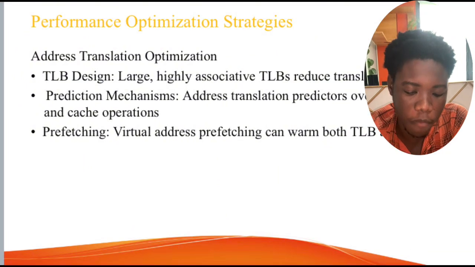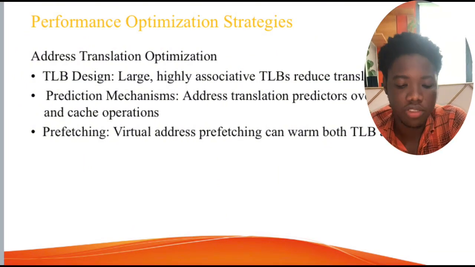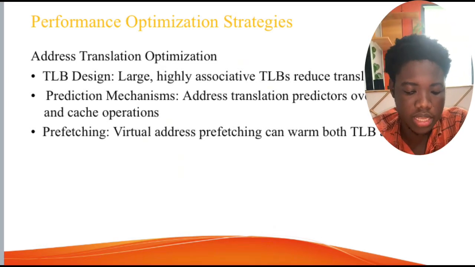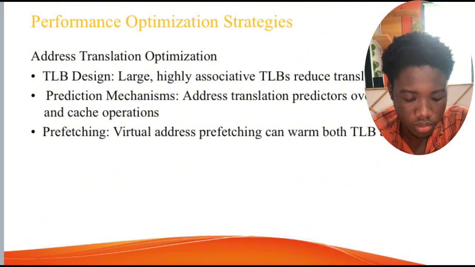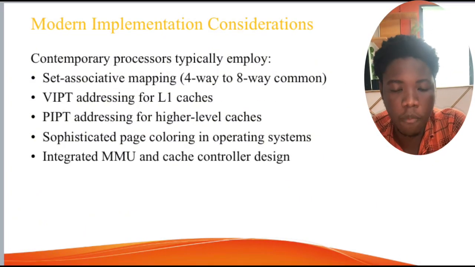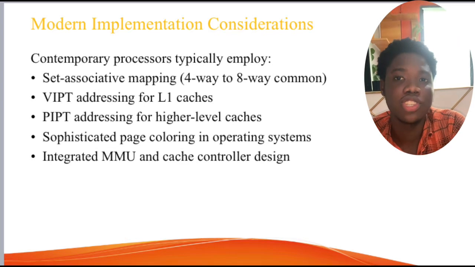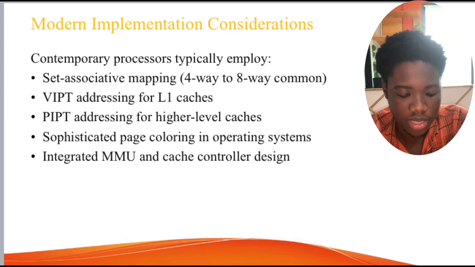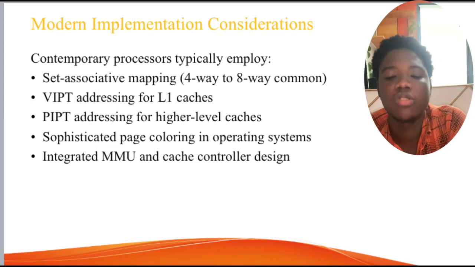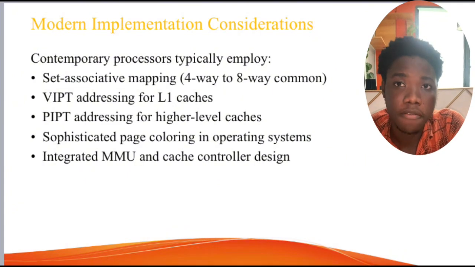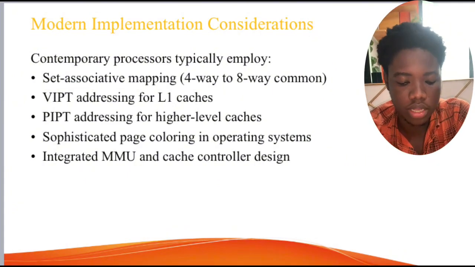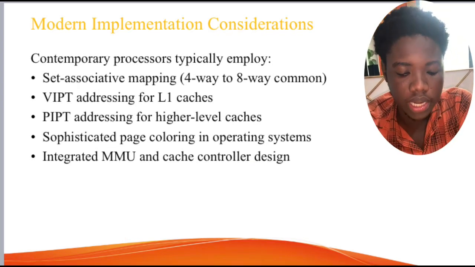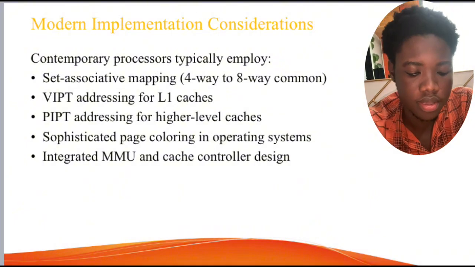Then we talk about performance optimization strategies. Address translation optimization includes TLB design and prefetching, among other strategies. Then we talk about modern implementation considerations. Set associative mapping, with 4 to 8 ways being common, VIPT addressing for L1 caches, PIPT addressing for higher level caches, and integrated MMU and cache controller designs.